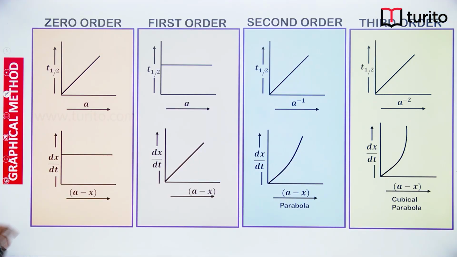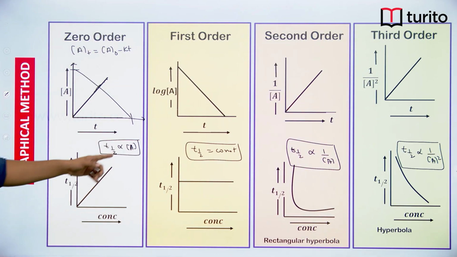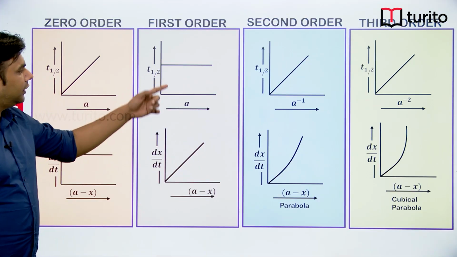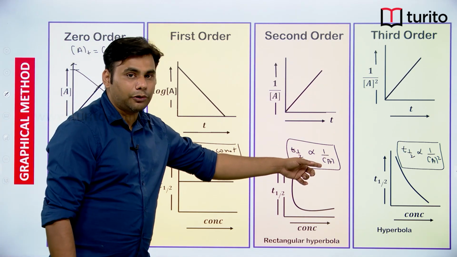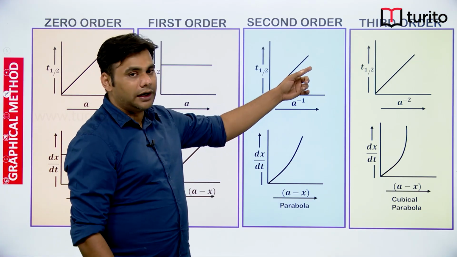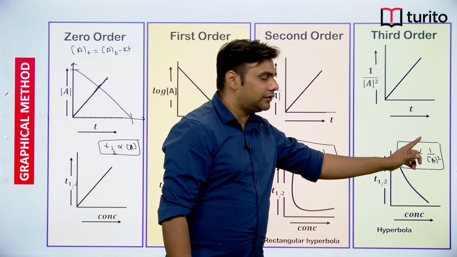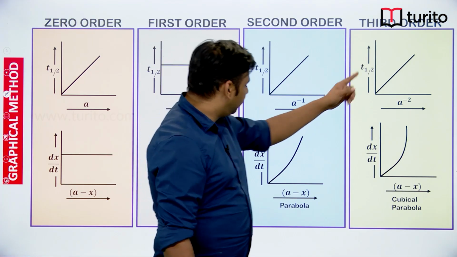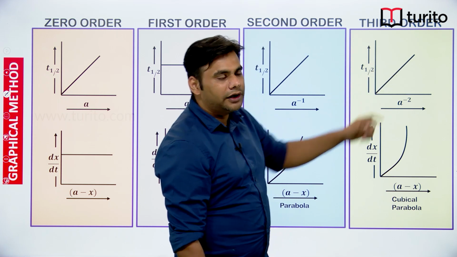Now, if we plot half-life time period versus concentration of A, we know that for zero order it is directly proportional. For a first order reaction, it is a constant. For a second order reaction, it is directly proportional to 1 by A. So this will be a straight line. And for a third order reaction, it is directly proportional to 1 by A square. So if you plot with 1 by concentration square, it will be a straight line.